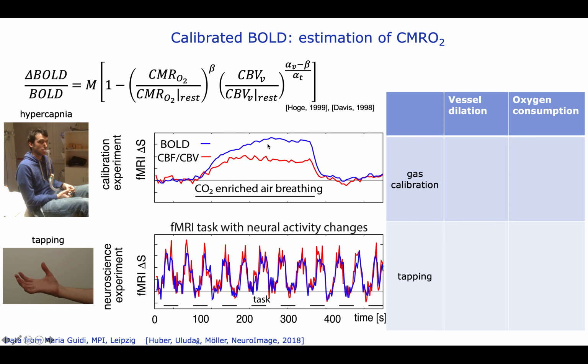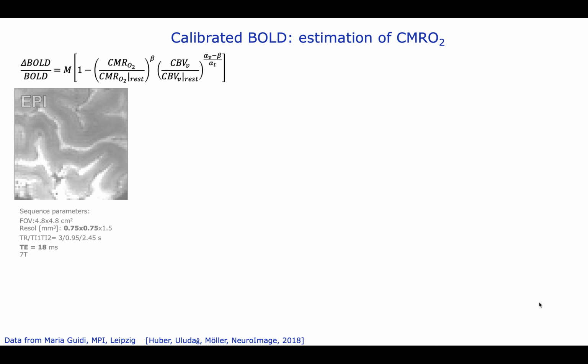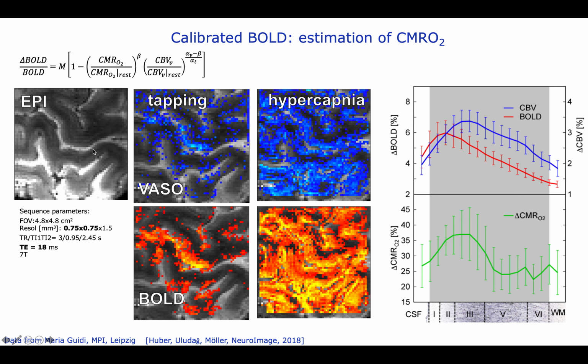So for the calibration task, we do have vessel dilation, but we do not have oxygen consumption. Whereas for the neuroscientific task, we have both vessel dilation and oxygen consumption. So when you contrast these two experiments in this equation, you can tease apart the oxygen consumption for neuroscience experiments. And this is how it looks in real life data of a finger tapping task.